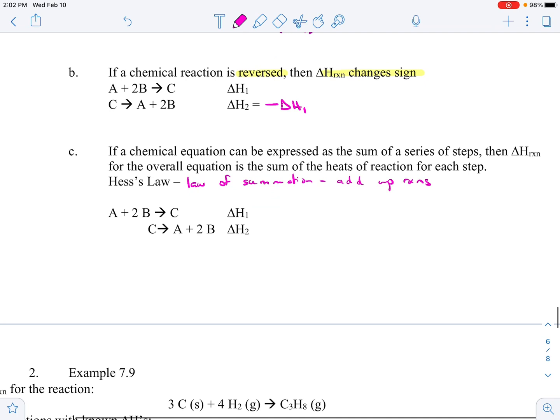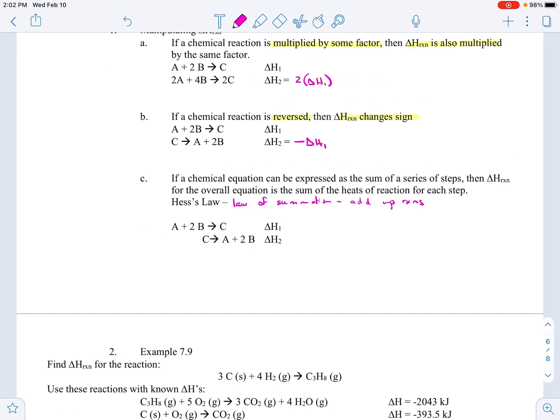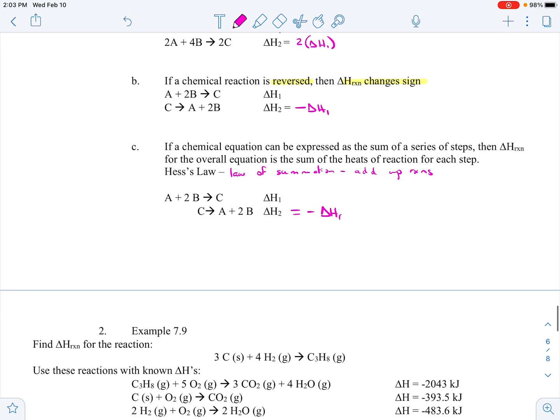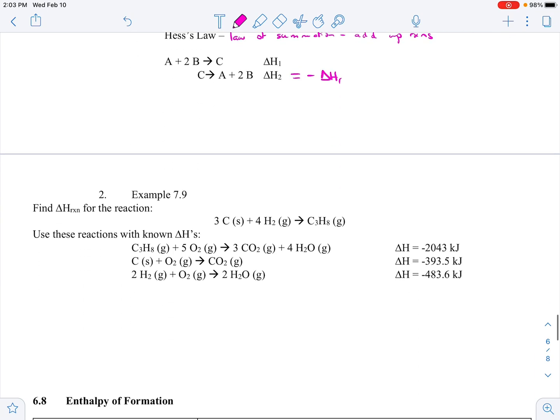So let's take a peek here. We have this reversed, and obviously this is the same example, kind of. We just flipped it, so this would be equal to negative delta H1. We have a real life example in that next one, so let's see what that looks like and see if that helps us explain this a little better.